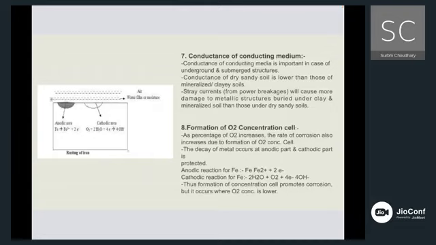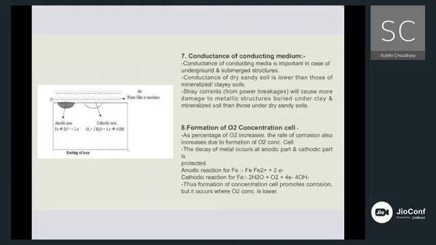Formation of oxygen concentration cell. See, concentration cells are basically formed due to galvanic corrosion. This is basically the difference in the oxygen concentration over the metal surface. When the oxygen concentration is low at one place, and at an exposed metal surface a higher concentration of oxygen is found, then there is a difference in the oxygen concentration over the metal surface. Then an electrochemical cell is formed, which is called an oxygen concentration cell.